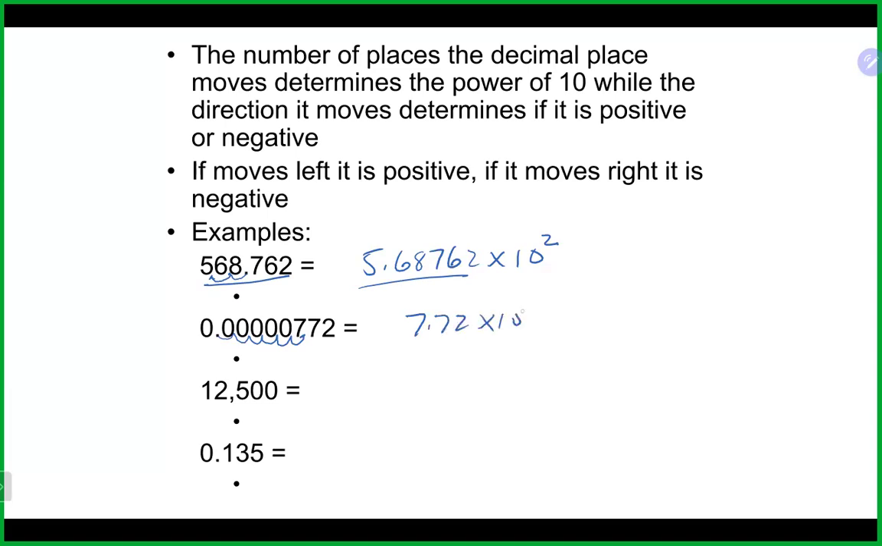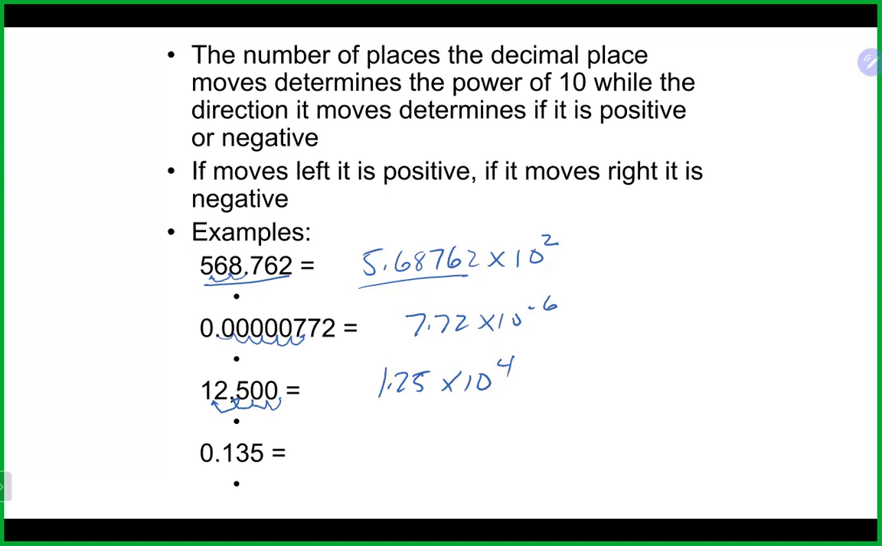7.72 times 10 to the minus 6, again, small number, negative exponent in this case. Here, there's not a decimal point actually written, but we do assume it's here. So 1 place, 2 places, 3 places, that's 12.5. One more is 1.2, which is between 1 and 10. And that gives us 1.25 times 10 to the 1, 2, 3, 4.